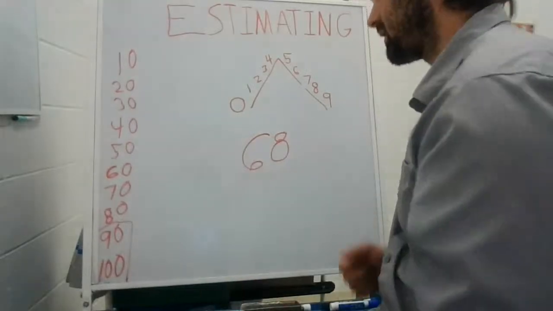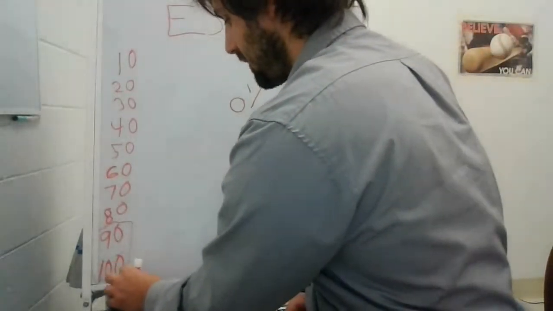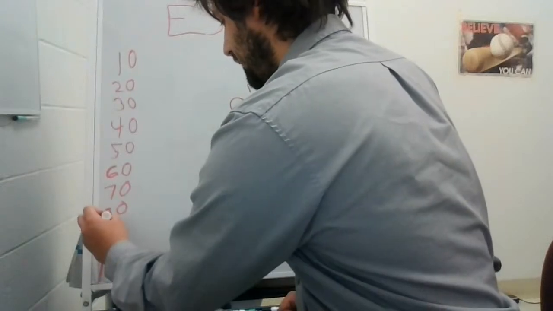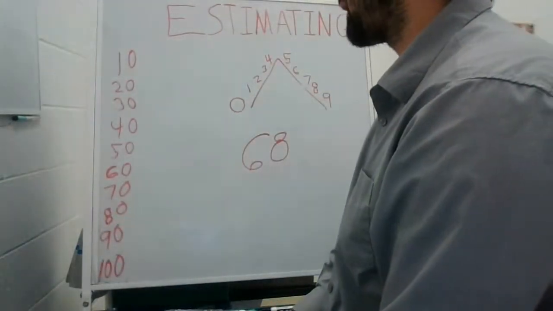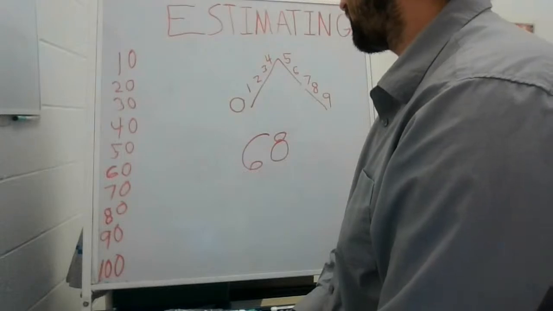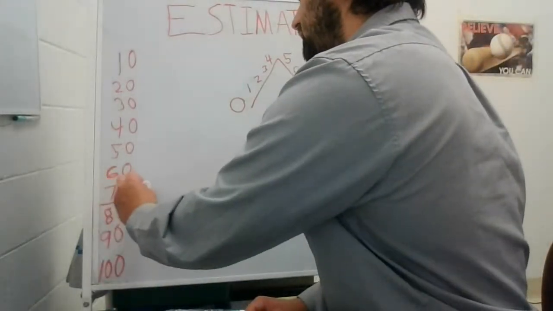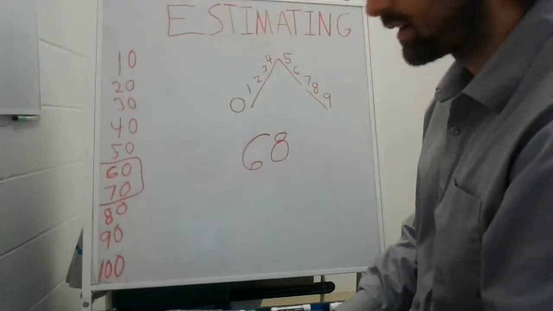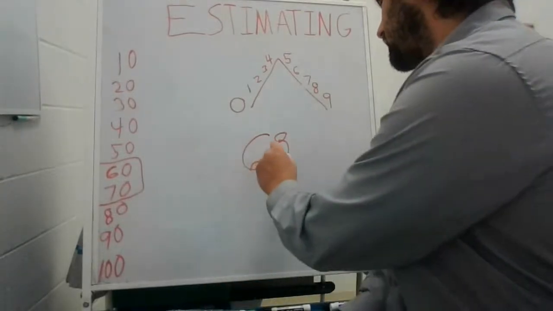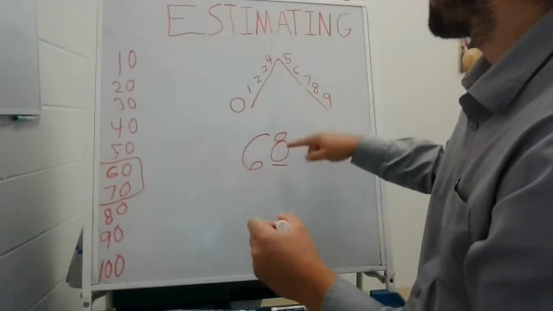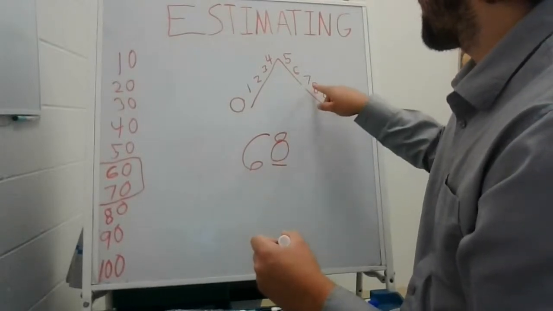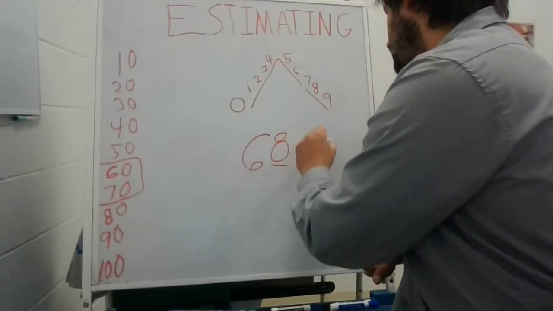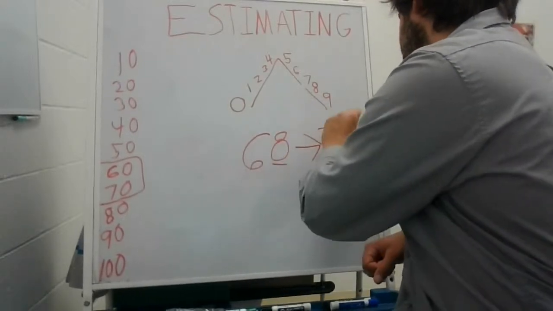68. So if we were going to round 68 to the nearest 10, we know that the two closest tens are 60 and 70. 68 is between 60 and 70. Now looking at the digit in the ones place, we have an 8. 8 is more than 5. 5 or more, we raise the score. So 68 is going to round up to 70.